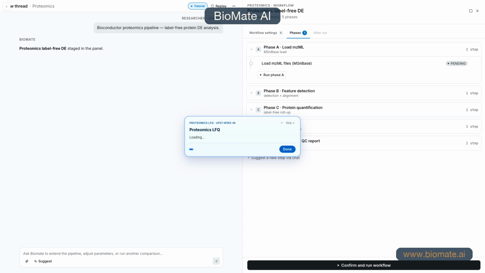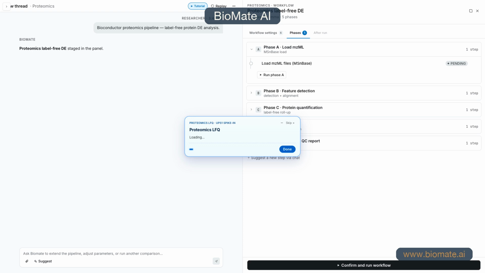42 of the 48 UPS1 proteins recovered at 5% FDR, 87.5%, above the 80% target. And the yeast false positive rate is 3.1%, under the 5% ceiling. Findings: 42 of 48 UPS1 recovered, 87.5%. Yeast FPR, 3.1%. Identification rate 71, median CV 11.